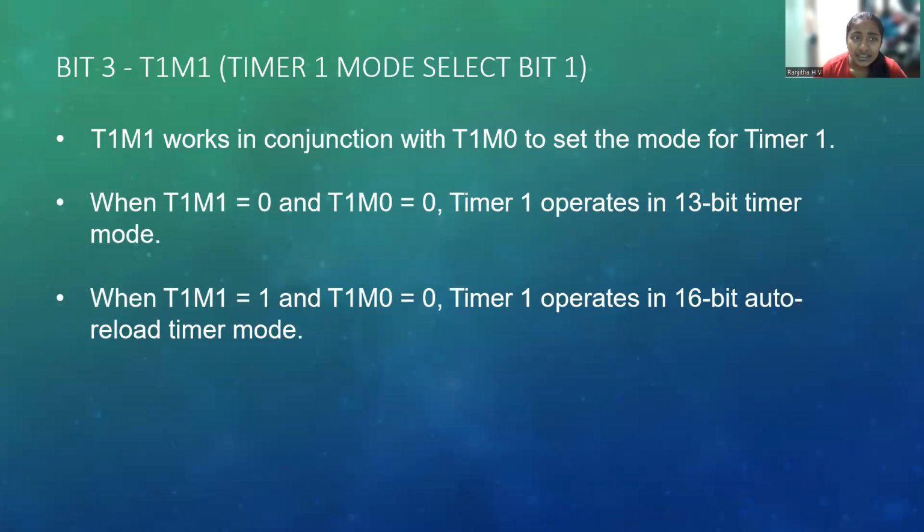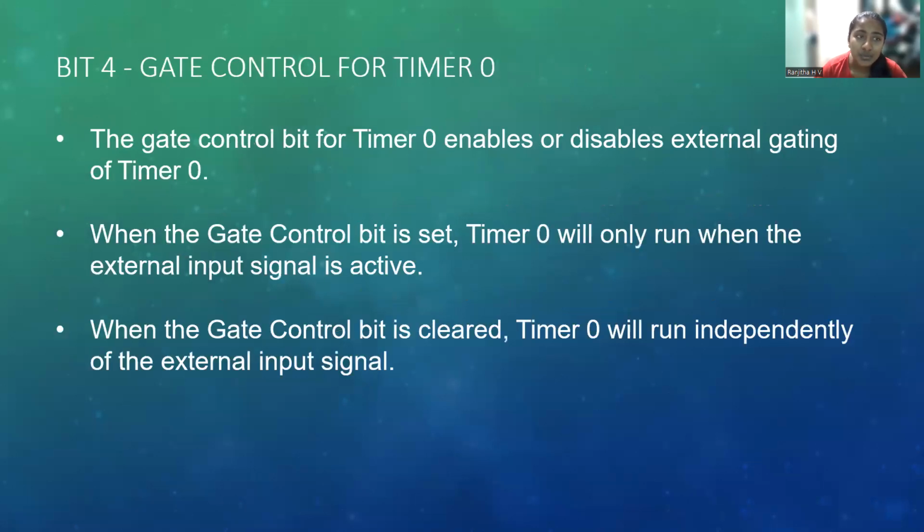Bit 3, T1M1, the Timer 1 mode select bit 1. T1M1 works in conjunction with T1M0 to set the mode for Timer 1. When T1M1 is equal to 0 and T1M0 is equal to 0, Timer 1 operates in 13-bit timer mode. When T1M1 is equal to 1 and T1M0 is equal to 0, Timer 1 operates in 16-bit auto reload timer mode.